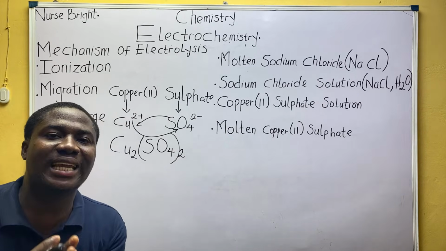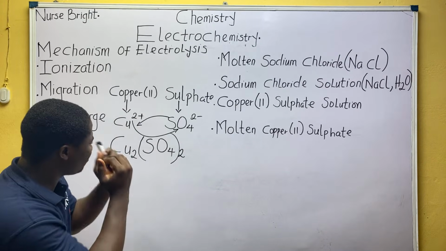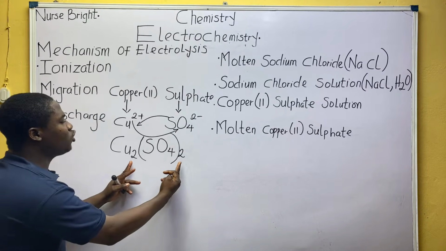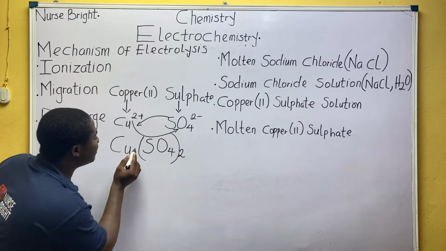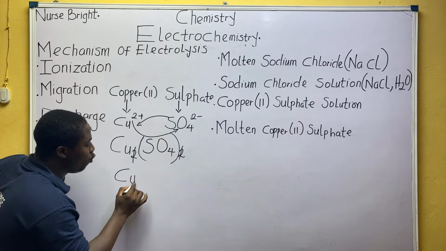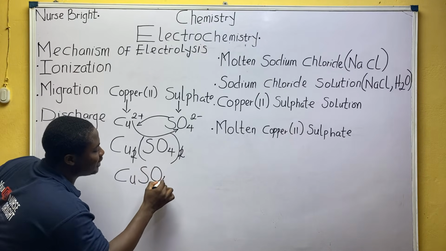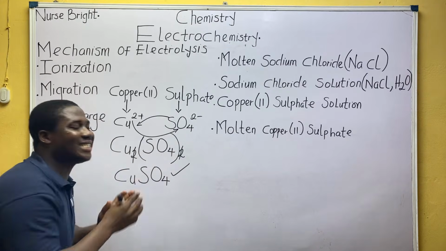Now, we are not done writing the chemical formula for copper 2 sulfate. You guys should pay attention. Due to the fact that the charges we moved were the same, it shows that we can still further break down this compound to form CuSO4 only. So this is copper 2 sulfate, guys.